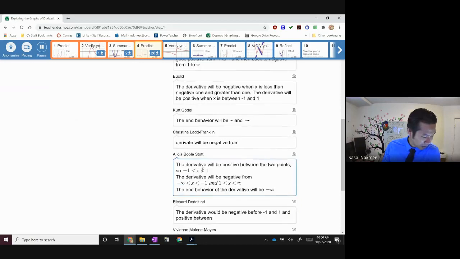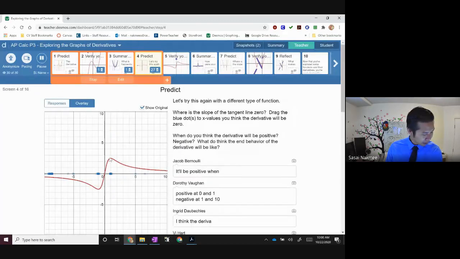The derivative will be positive between 2 points. Sorry, my eyes are playing tricks on me there. So -1 to 1. And the derivative will be negative from -infinity to -1 and 1 to infinity. And I like that. I hope you guys are able to see why some of these answers are being typed the way they are.